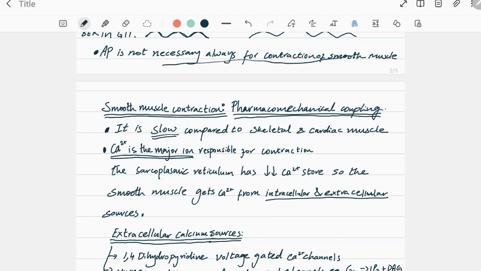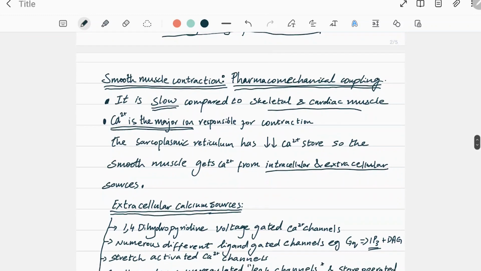Smooth muscle contraction is slow compared to skeletal and cardiac muscle, and calcium is the major ion, like I said many times, responsible for contraction. So the more calcium that enters into the cell, the more is the strength of contraction. The sarcoplasmic reticulum has very low calcium stores.